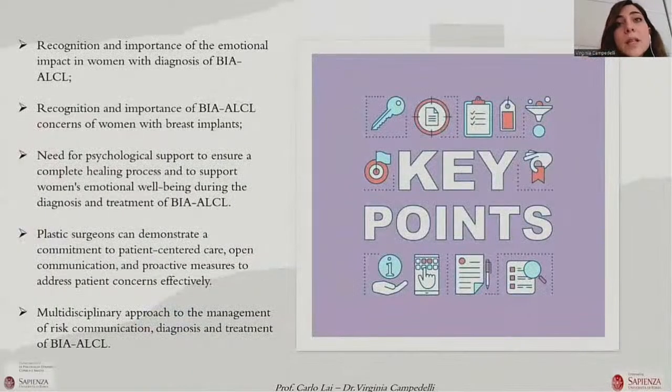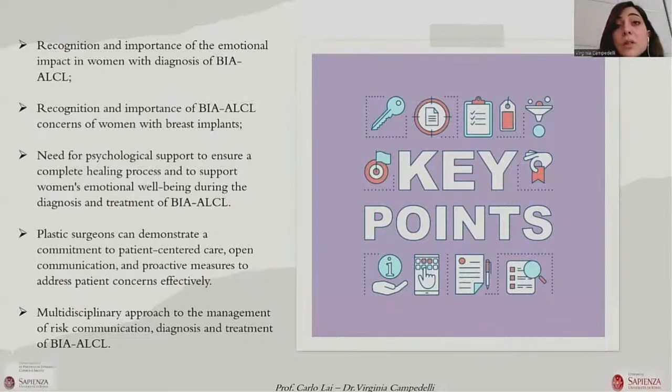Finally, what could be the key points to take home? Firstly, recognition and importance of both the emotional impact in women with this lymphoma and the concern about the lymphoma itself in women with breast implants.